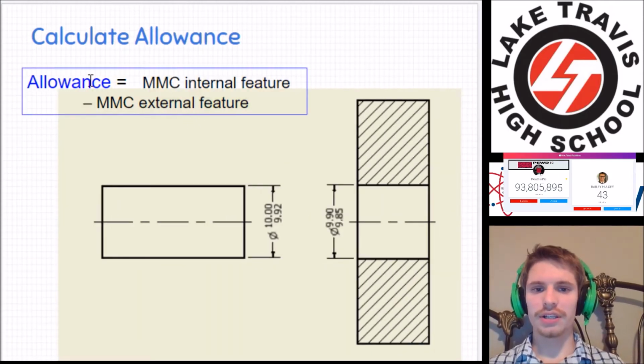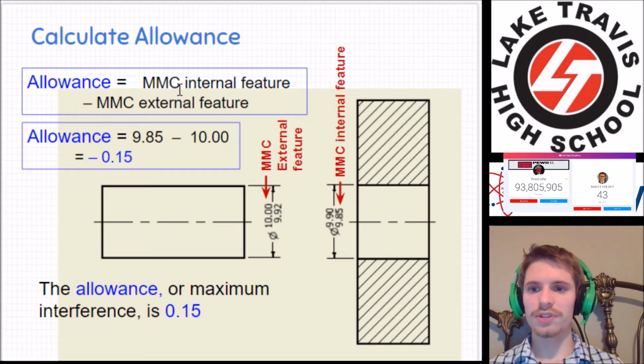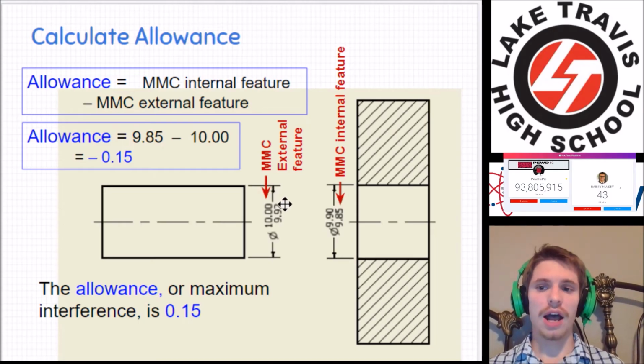Okay, let's calculate the allowance for this part right here. I'll give you a hint, this is an interference fit. So you take the MMC external, which is as big as it will get, 10.0, and the MMC internal, which is as small as this hole will get, which is 9.85. Note, earlier I calculated the minimum interference. When I was trying to see if it was an interference fit, I looked at the 9.92 and the 9.90. And I said, well, even if we make it the minimum interference possible, it's still going to be interference and not clearance. That's why I calculated that earlier.